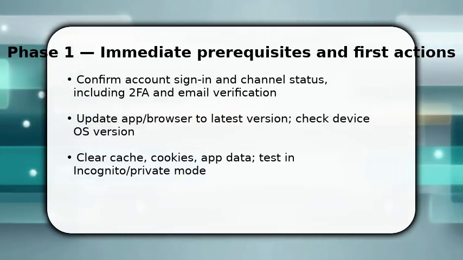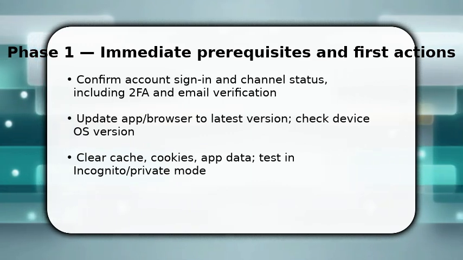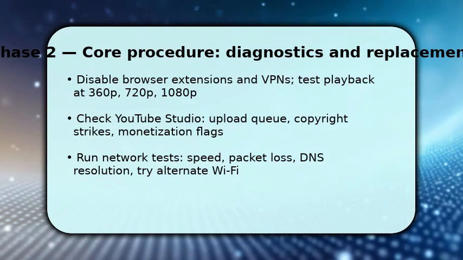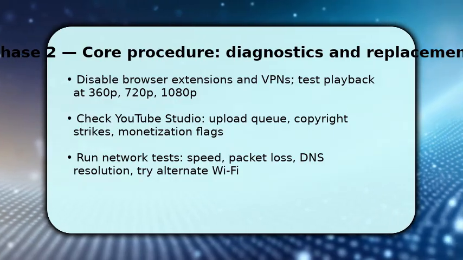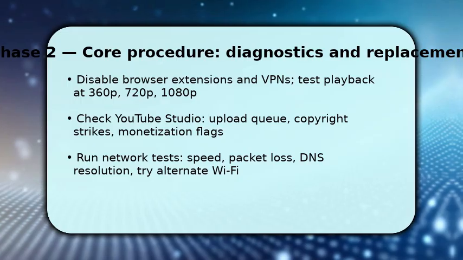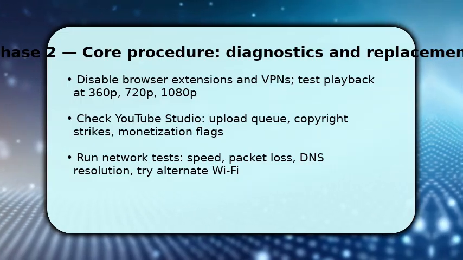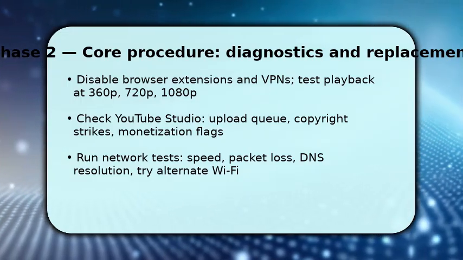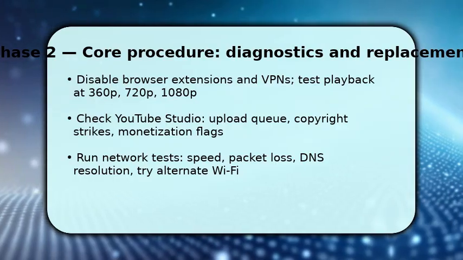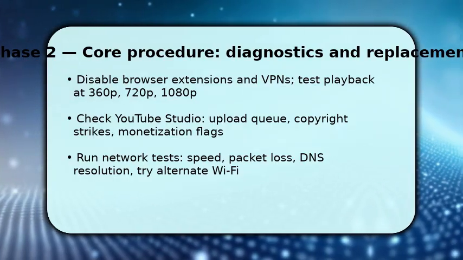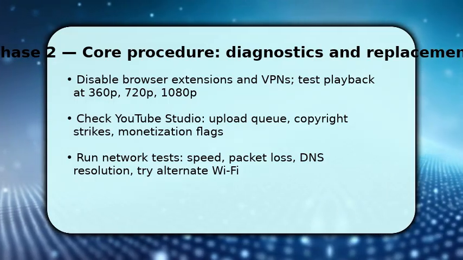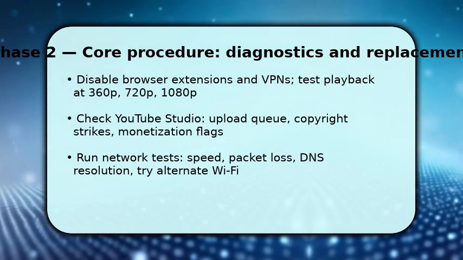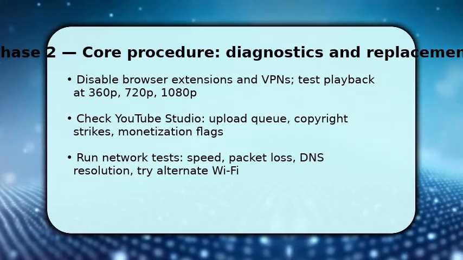Once the basics are done, dig into diagnostics. Disable extensions and VPNs because they alter requests and can break playback. Then test multiple quality levels like 360p and 1080p to spot bandwidth issues. Next, open YouTube Studio to inspect upload status, strikes, or monetization holds that stop features. Simultaneously run network checks for speed and packet loss, and try an alternate Wi-Fi or hotspot.